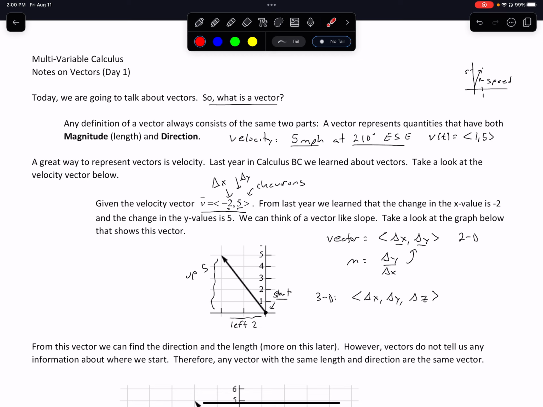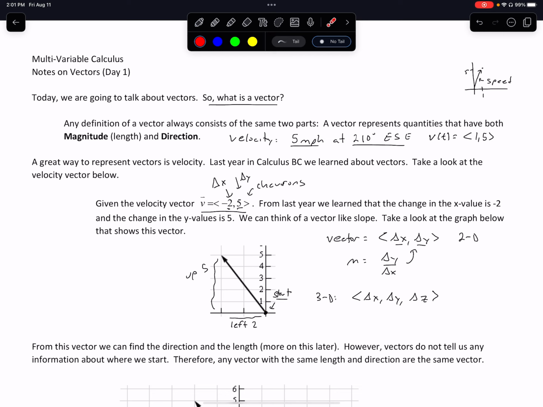So it's very important that we talk about starting points right now. If I just tell you how fast you're going, how fast you need to go, and the direction, that's really not going to tell you where you're going to wind up. We typically need a starting point, some place to start.